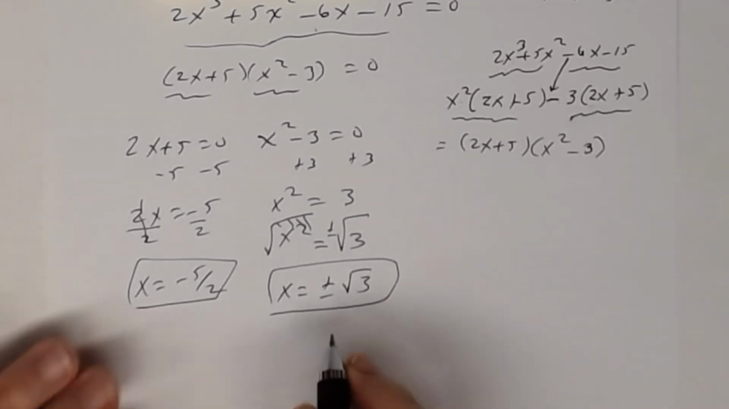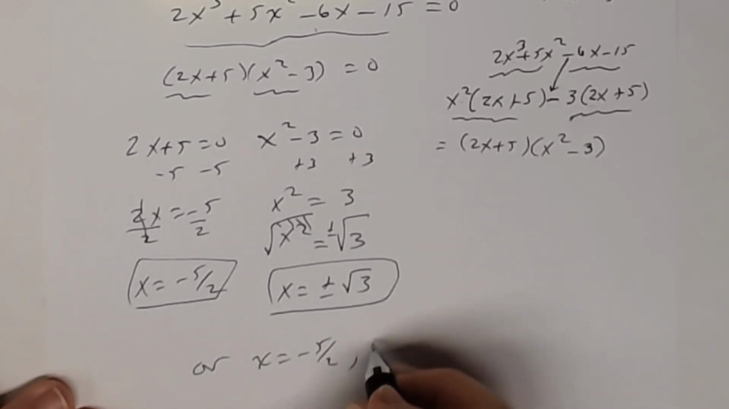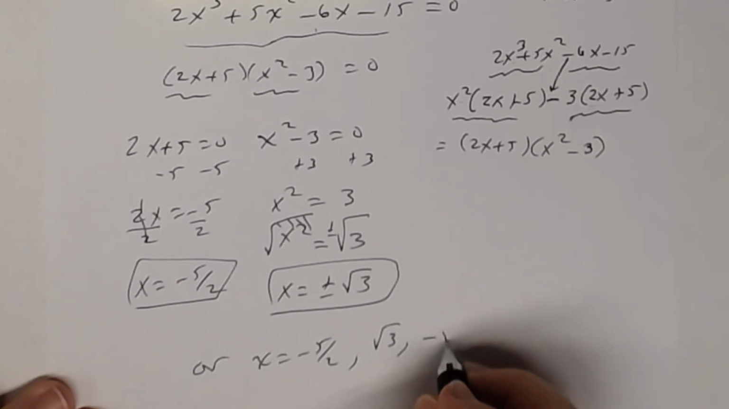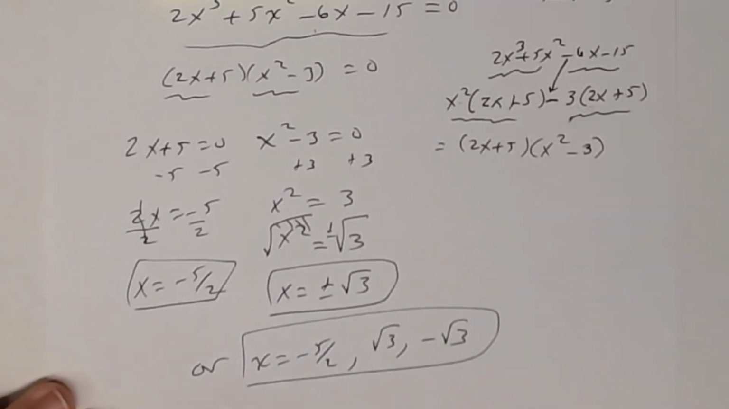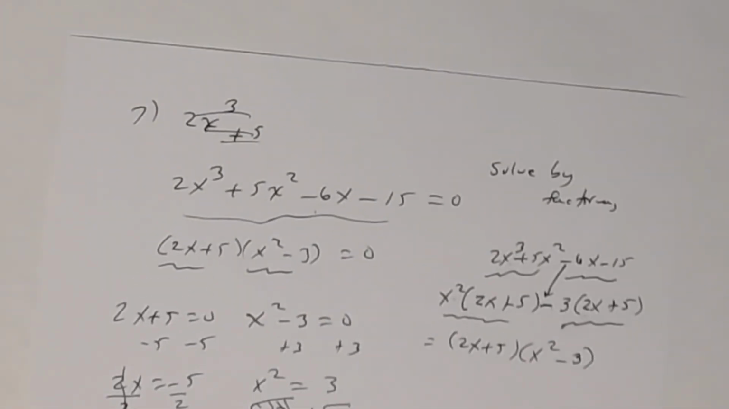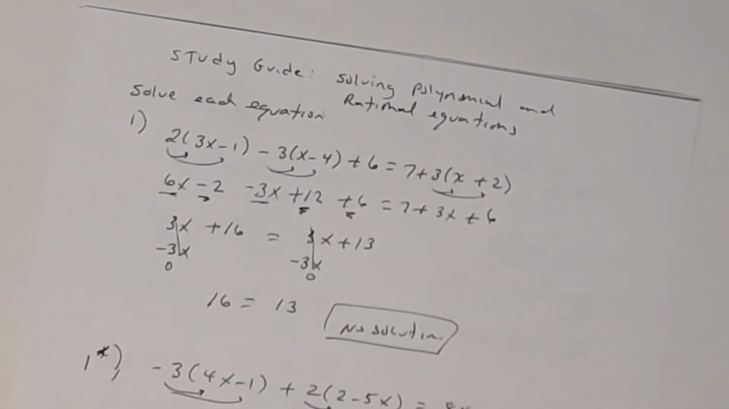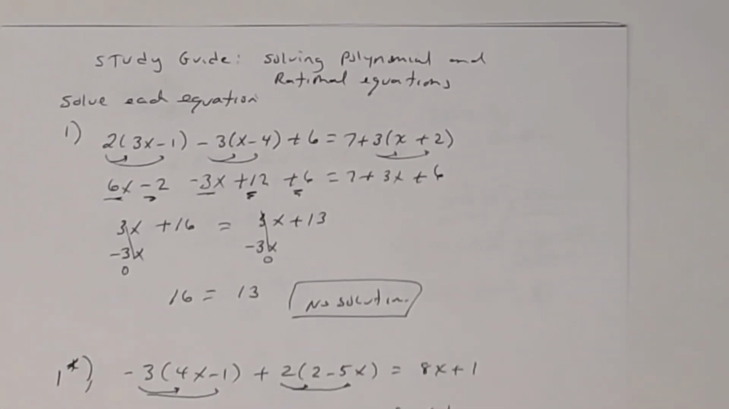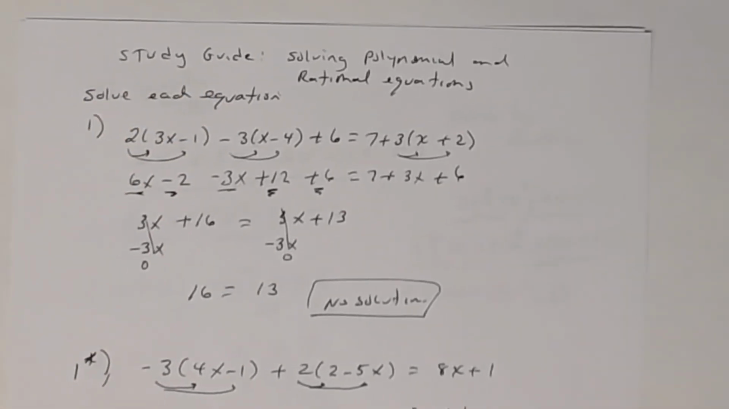So you can leave it like this, or you can write it as x equals negative 5 halves, positive square root of 3, and a negative square root of 3. Okay? All right, so that is, I believe, the study guide for the problems dealing with solving polynomial equations and rational equations.